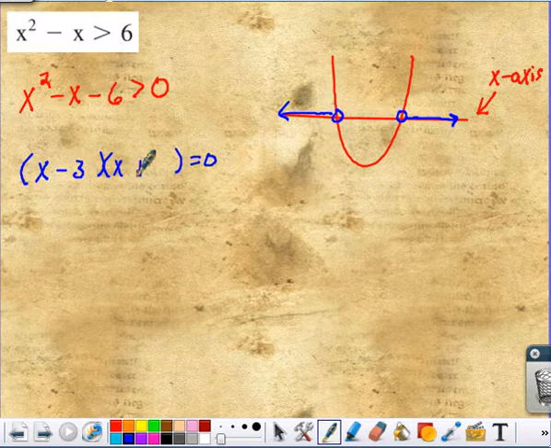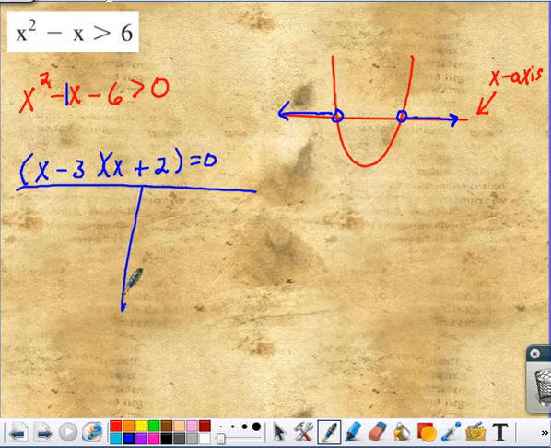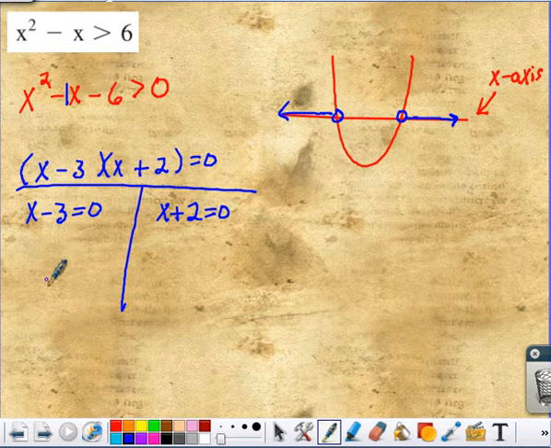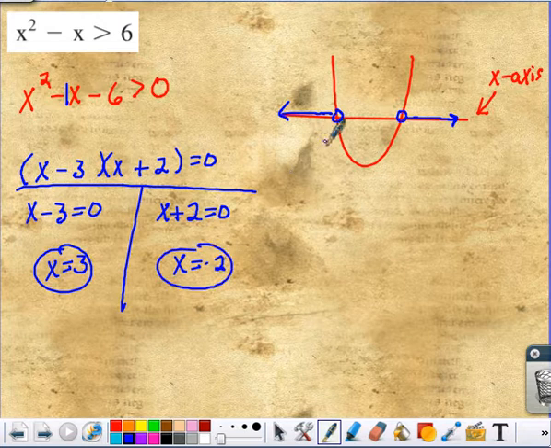Negative 3, positive 2 adds to give me a negative 1, multiplies to give me a negative 6. We split it. x minus 3 is 0. x plus 2 is 0. You don't have to show that step if you don't need to. And you get x is 3 or x is negative 2. So those are my two intersection points.